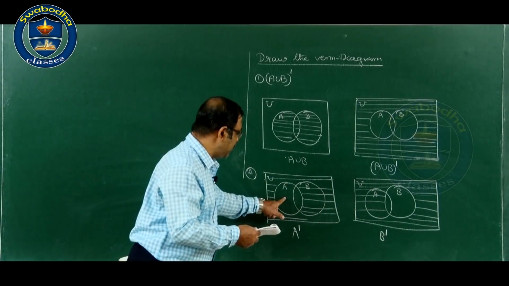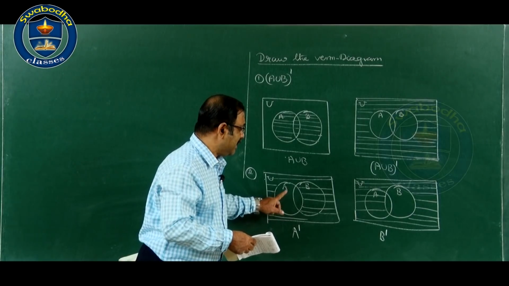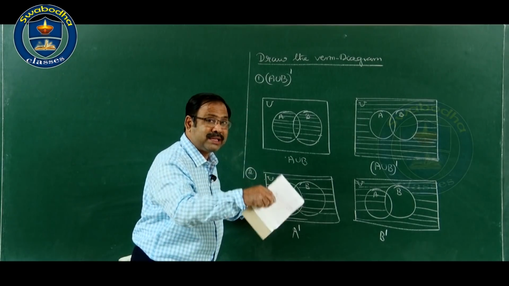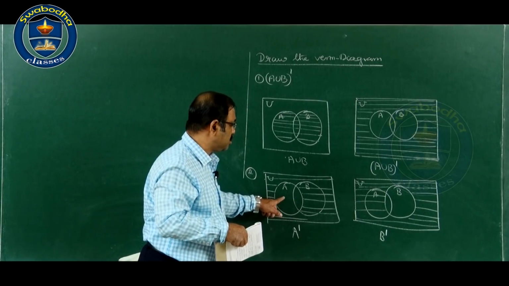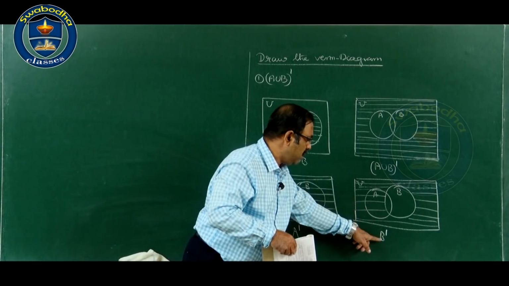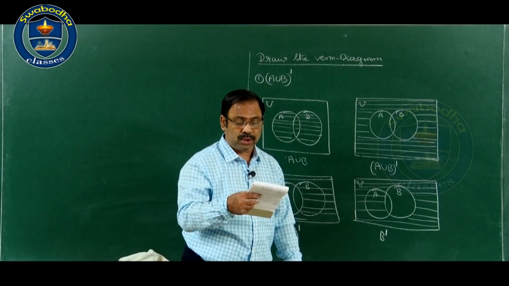What is A complement? A complement is all those elements which do not belong to A. B complement is the elements which do not belong to B.